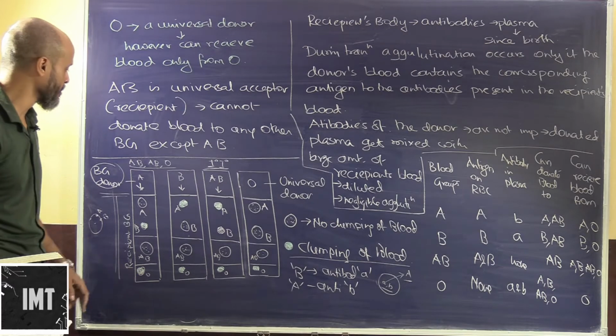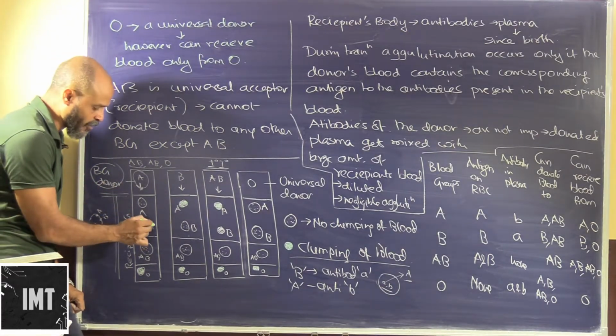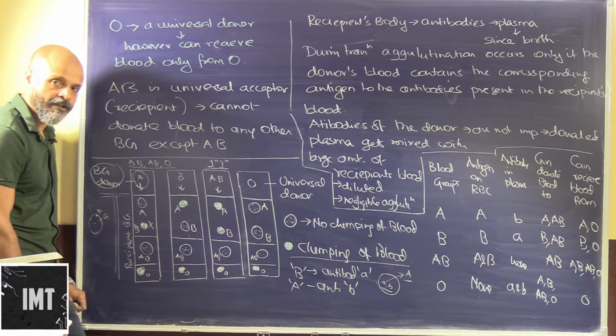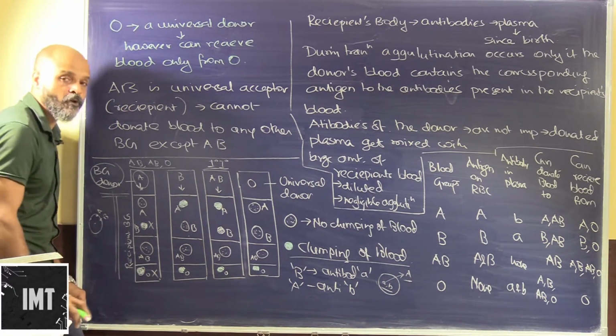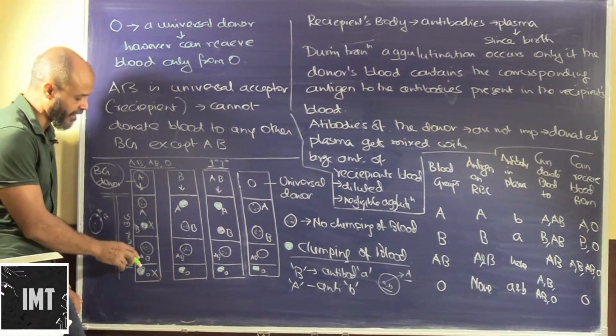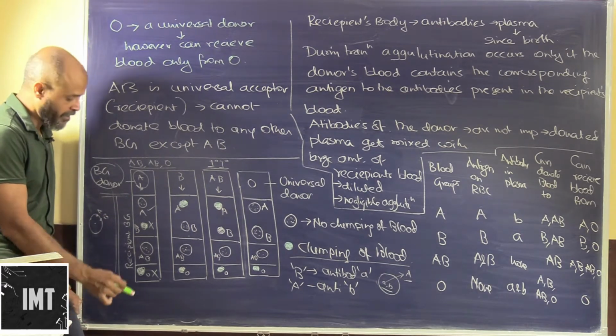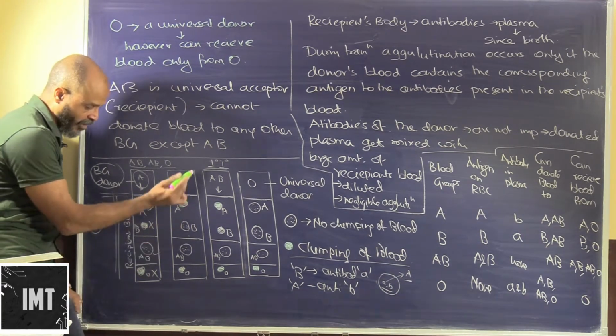Again it will result in clumping of blood. So a person having blood group A cannot donate to a person having blood group B, and cannot donate to a person having blood group O, because that will result in the clumping of the blood. The person can only donate blood to a person having blood group A or AB.